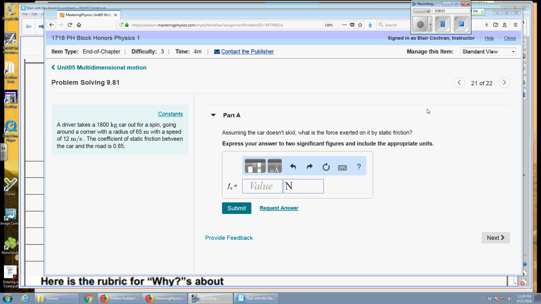So 21, which is a driver going around a corner. Oh, so we know right away if they go around a corner, they're accelerating, right? And we want to know what the force exerted by the static friction is. Okay, so this would be one that would kind of fall into forces and other concepts, because you got forces going on here, but you also have circular motion.